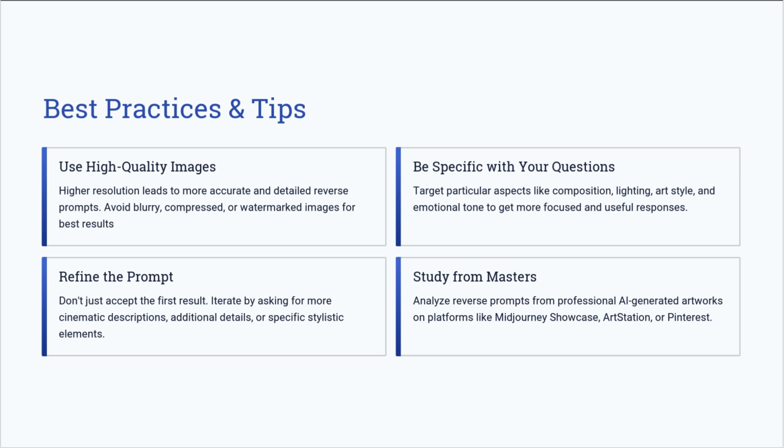Another tip, refine the prompt. Don't settle for the first answer. Ask ChatGPT to make it more cinematic, add details, or include specific stylistic elements like soft lighting, film grain, or dramatic shadows. Keep tweaking until it feels just right. And finally, study from the pros. Check out high-quality AI art on platforms like MidJourney Showcase, ArtStation, or even Pinterest. Try reverse prompting those images and learn how the best visuals are built from the ground up. Little improvements like these can make a huge difference.